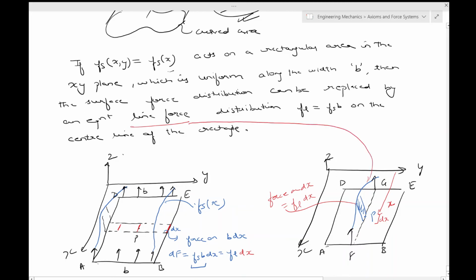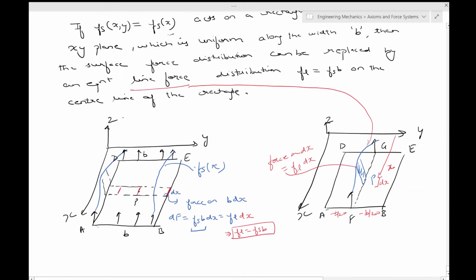FL equal to Fs b. So this will give us FL on the center line of the rectangle. The center line is important in the sense that this is b by 2, this is b by 2. So this will be quite useful in some of the situations which you may face.